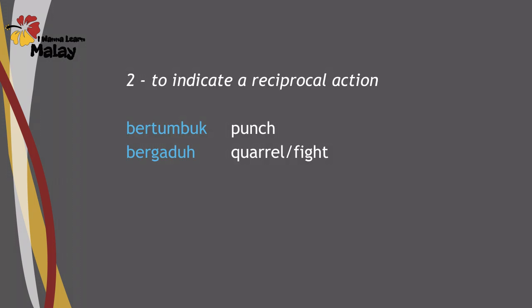Another usage of the ber prefix, such as in the usage of bertumbuk or bergaduh, is to show a reciprocal action, means that it involves more than one person. So tumbuk is to punch, but bertumbuk shows that the action of punching involves more than one person. So it's punching each other. Bergaduh comes from gaduh, which is to fight. So bergaduh means to fight each other, and it involves more than one person.